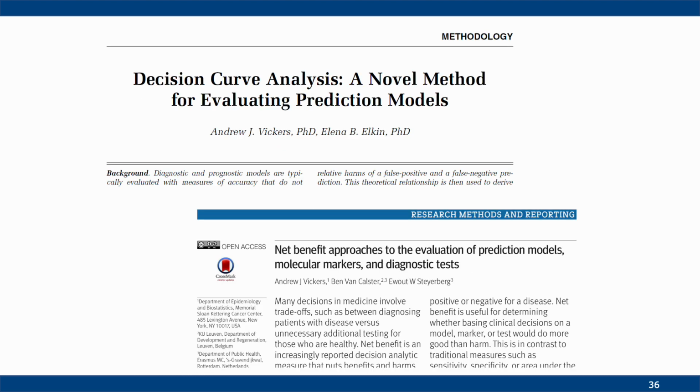Reading more about that, Andrew Vickers has published a series of articles over the years explaining and demanding really that we use net benefit and decision curve analysis, which is where we examine net benefit at each of multiple thresholds. And those thresholds are defining our exchange rate at which we're willing to implement this trade-off between benefits and harms.